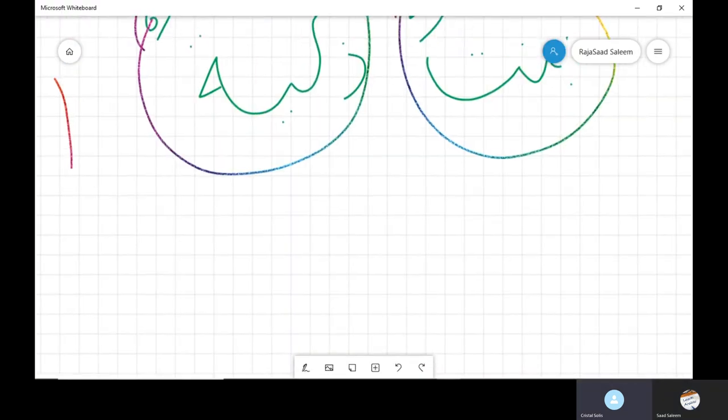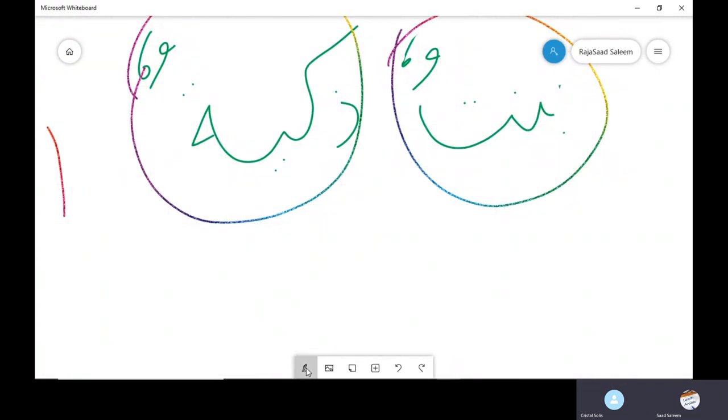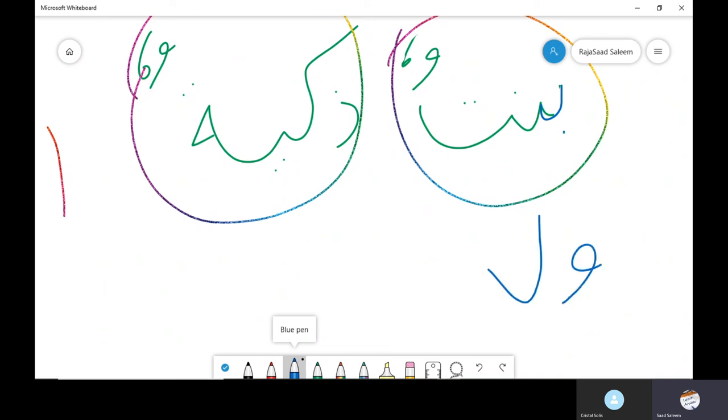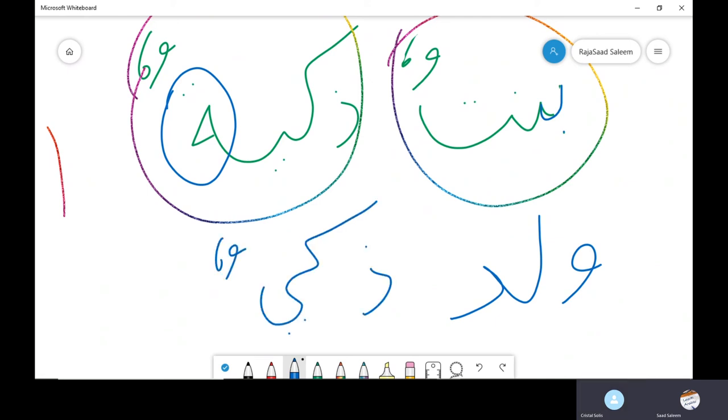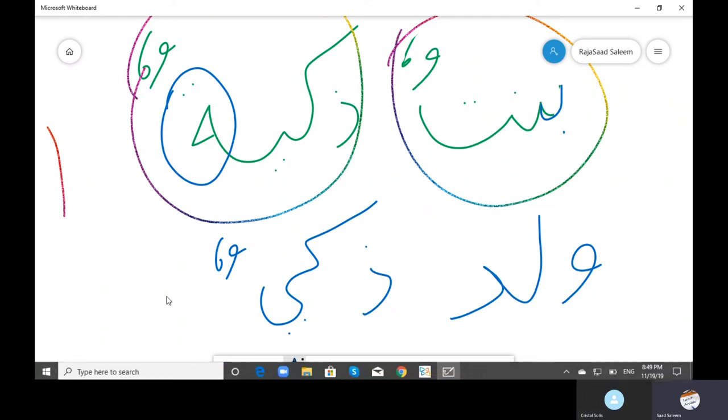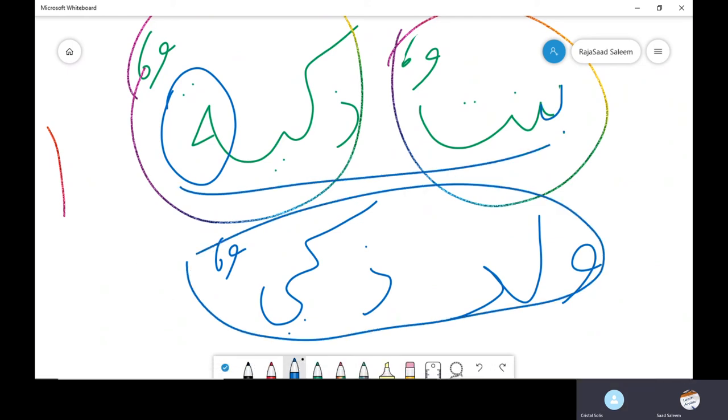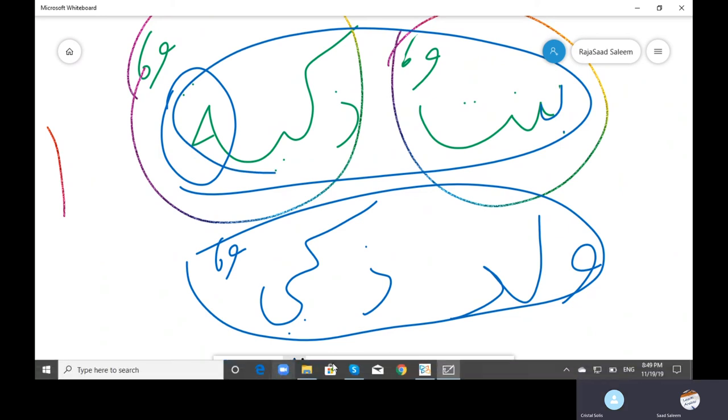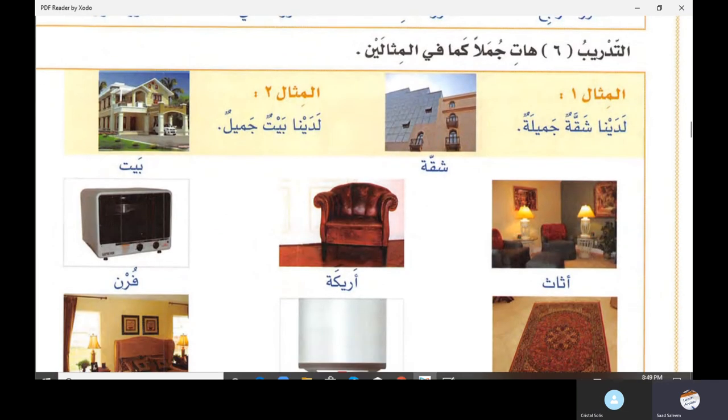Okay. So let us convert the sentence into masculine. For Bint, we said Bintun Zakiyatun. In case of boy, what will be the naad? Intelligent boy. Zakiyun. You will just remove the tie. Zakiyun. Okay. Waladun Zakiyun. So the naad and manut are the same gender. Okay. Next.